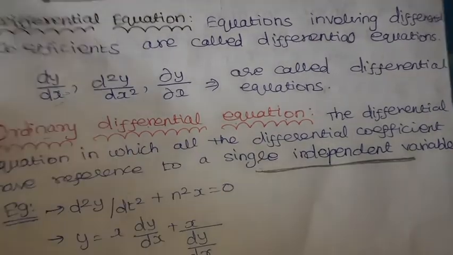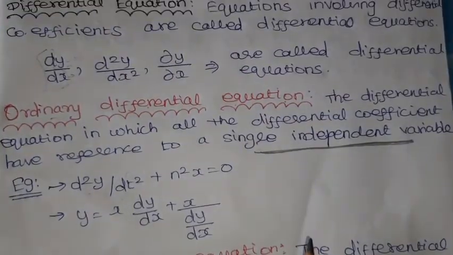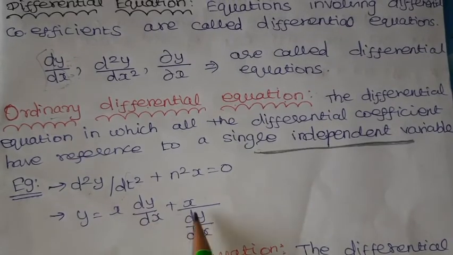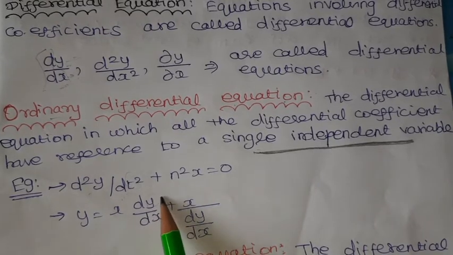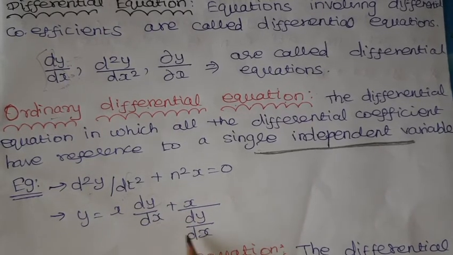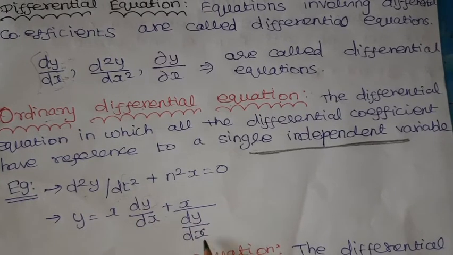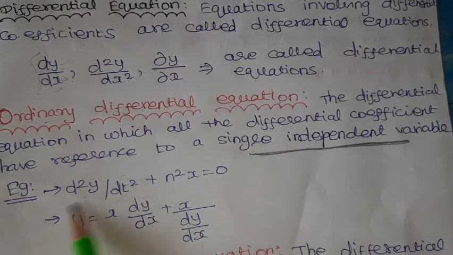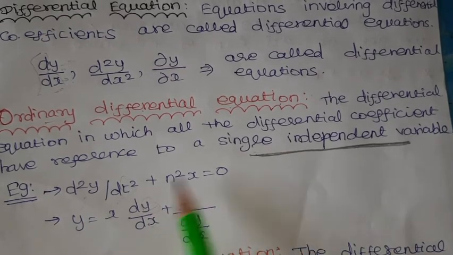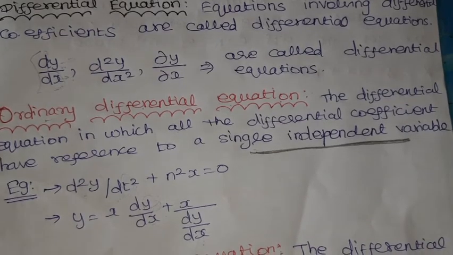What is the next example? y equal to x dy by dx plus x divided by dy by dx. See, here y is dependent on x alone. So y is dependent on x alone in this equation. So it is an ordinary differential equation. It is dependent on a single independent variable.